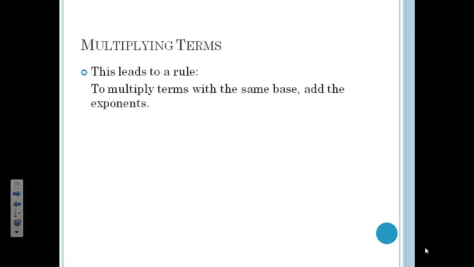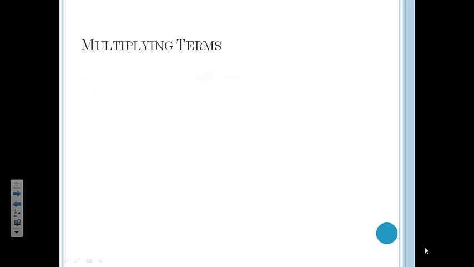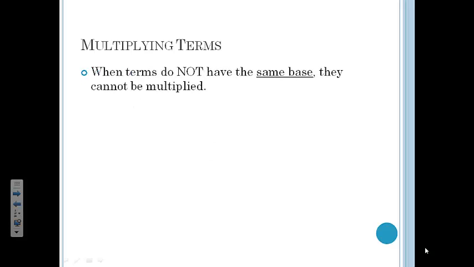All right, so here's the rule. To multiply terms with the same base, you add the exponents. x to the 5th times x to the 10th would be x to the 15th. y squared times y to the 7th is y to the 9th, and a to the 100th times a to the 50th would be a to the 150th.